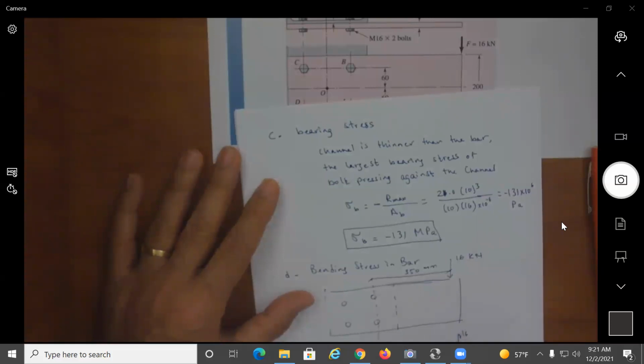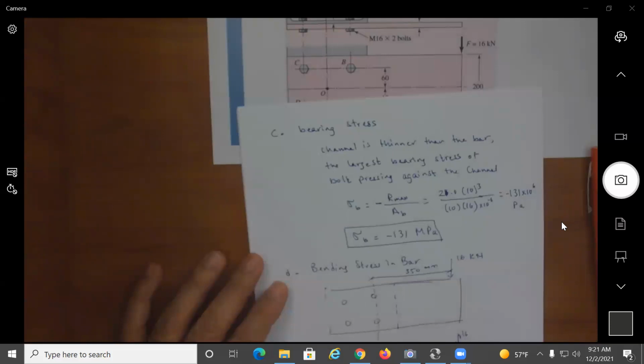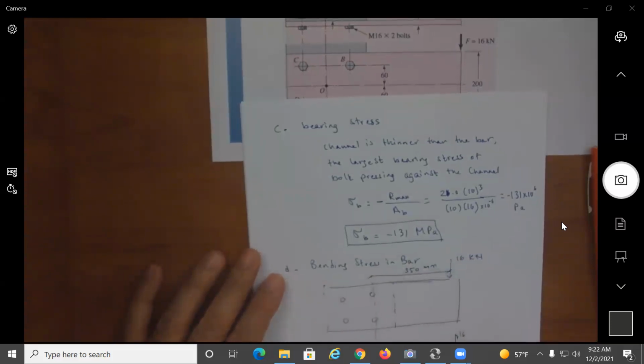So this would be 16 times 350. That would be the critical bending moment, and this is 5,600. Okay, so this is resisting. 16 times 350, which is equal to 5,600 Newton meter. So this is M going through the critical section.